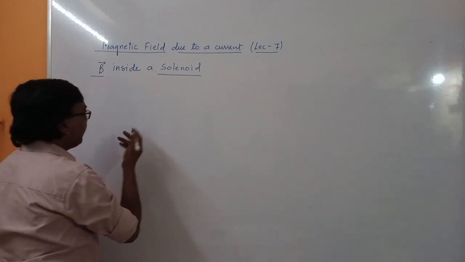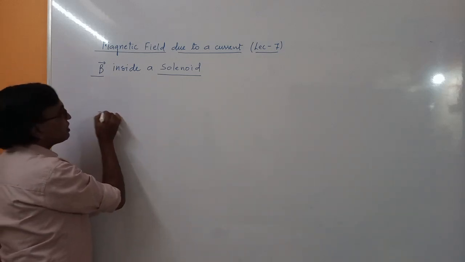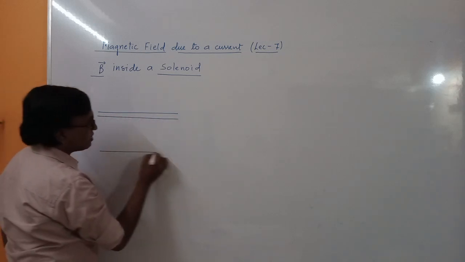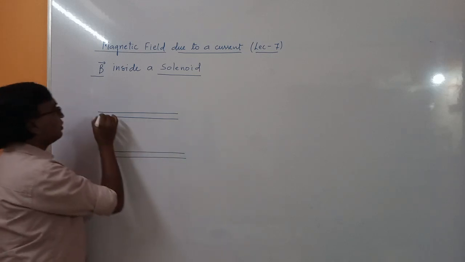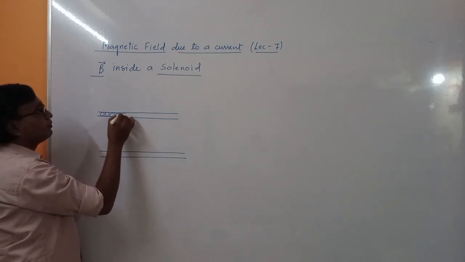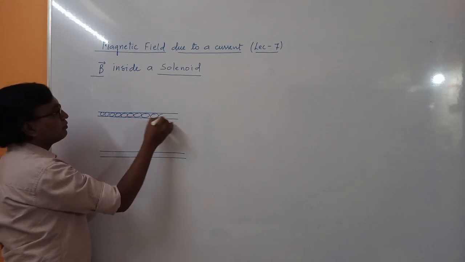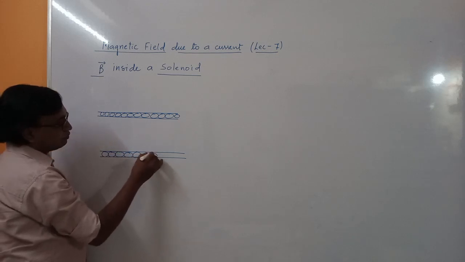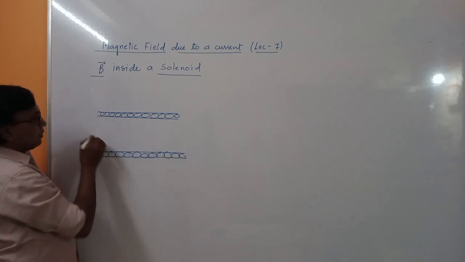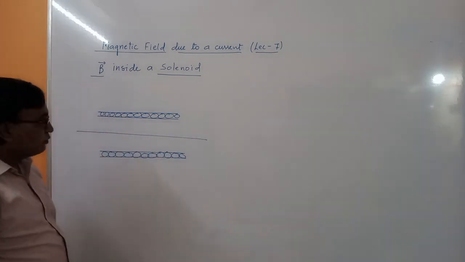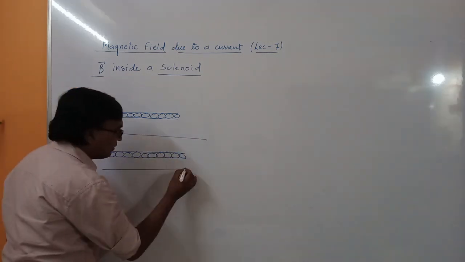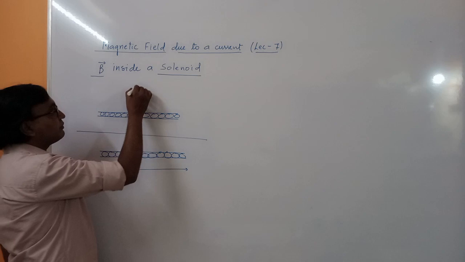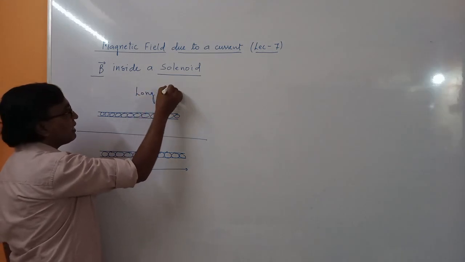Now we'll find the magnetic field due to this solenoid by using Ampere's law. The axis of the solenoid. Now this solenoid is a long solenoid. Magnetic field inside a long solenoid.